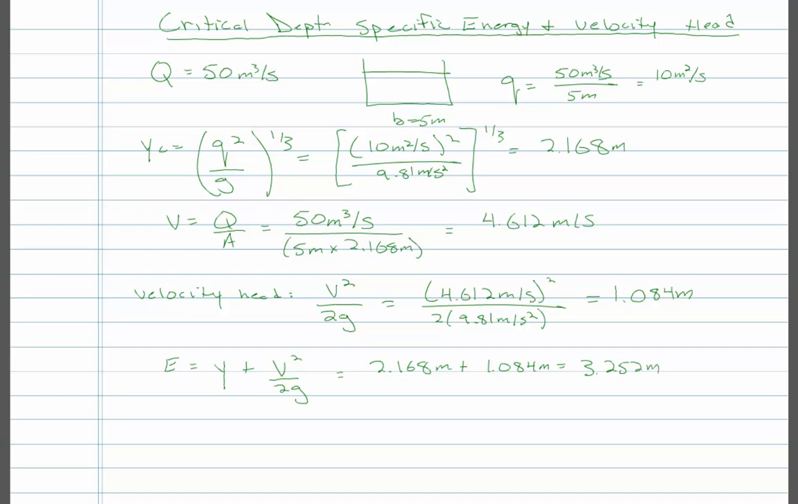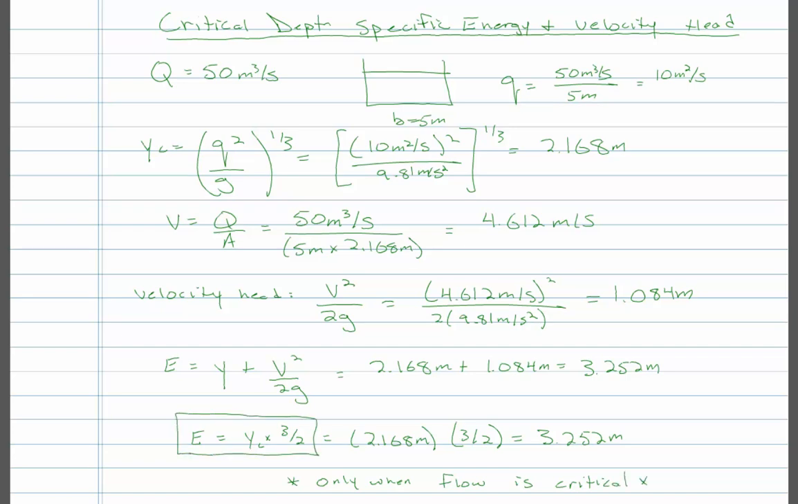3.252 meters. Now, notice that the specific energy, when conditions are critical, is simply y times 3/2. That is 2.168 meters times 3/2, and we get the same 3.252 meters. That's only when flow is critical. And this expression is a simplification and shortcut that we will use in some upcoming examples.